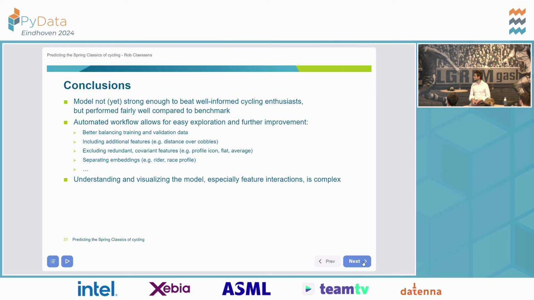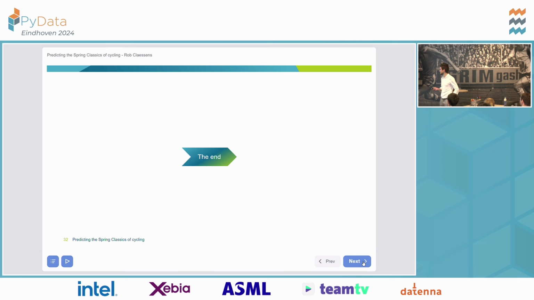Lastly, understanding and visualizing the model is not easy. That's what I experienced. Especially interactions between features are quite hard to visualize. So also there you can make some suggestion, but at least I learned a lot, and partly from making some very rookie mistakes. But well, that learns the fastest, I think. And hopefully next year I will be back with a robot that actually outperforms at least myself, but also my friends. So that's it. Thank you.